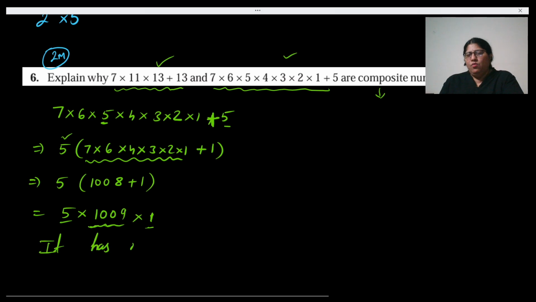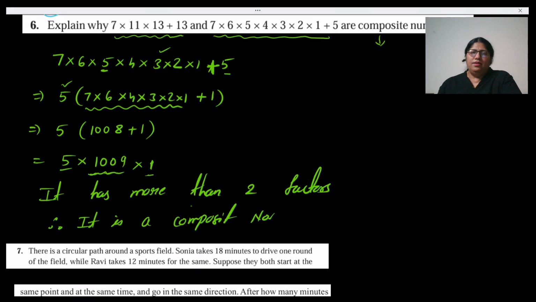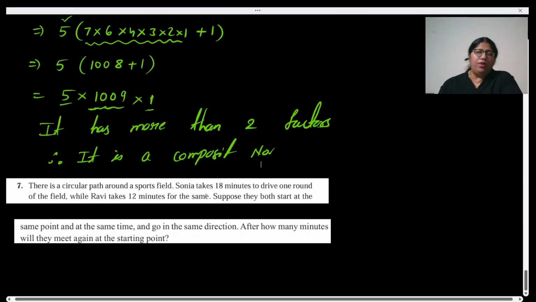more than two factors. Therefore it is a composite number. You don't need to show what the product is and what the number is, but whatever the product and sum, it is going to be a composite number. You need to always conclude your answer. So this is done. Then after that, you will sometimes have the word problems also.